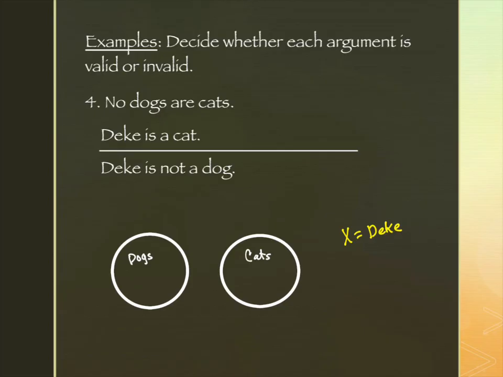Okay, so where can I put the X? Cat circle. Can it go anywhere else? No. Okay, so the conclusion: Deke is not a dog. Valid. Yes, it's both true and valid. The argument is valid.